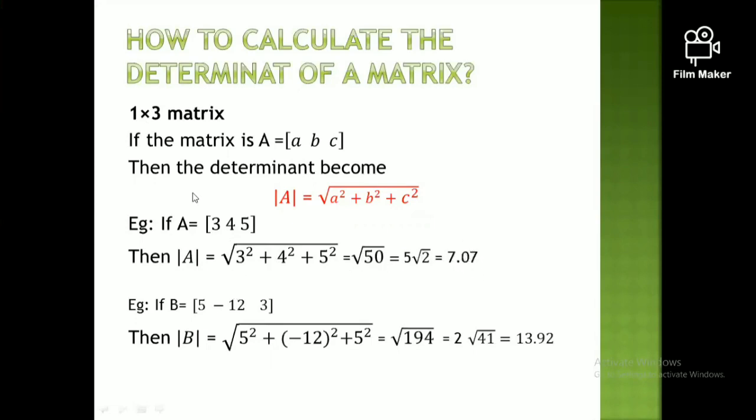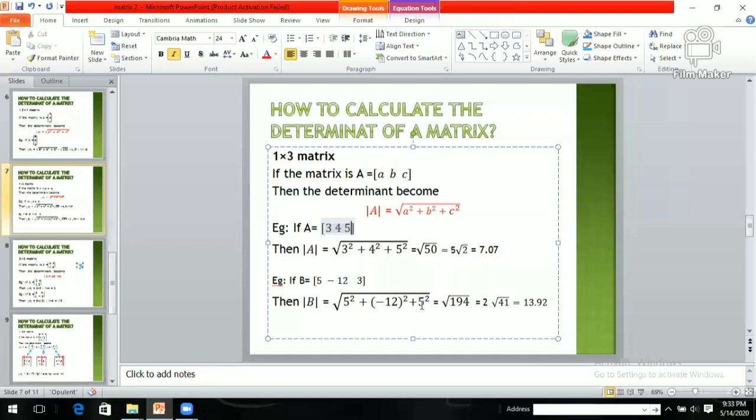Right. Then if you get the matrix B, 5, minus 12, 3, then the answer for the modulus of B would be 5 squared plus minus 12 squared plus this should be 3 squared. I think I made a mistake over here. With that, it should be 3 squared. Right. Then what is that answer?